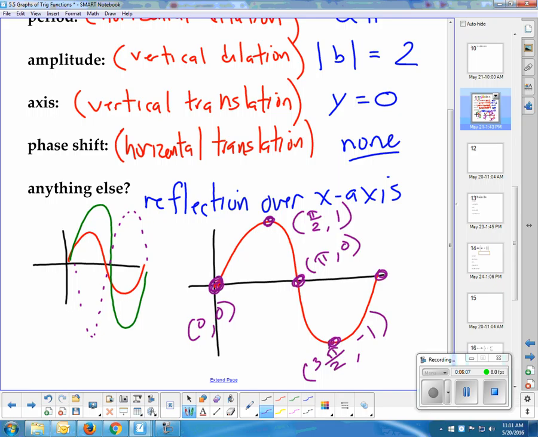Sine of 3 pi over 2 is negative 1. And then we have the point 2 pi comma 0. Sine of 2 pi is 0. Remember that 2 pi radians is coterminal with 0 radians, so they're going to have the same trig function output.